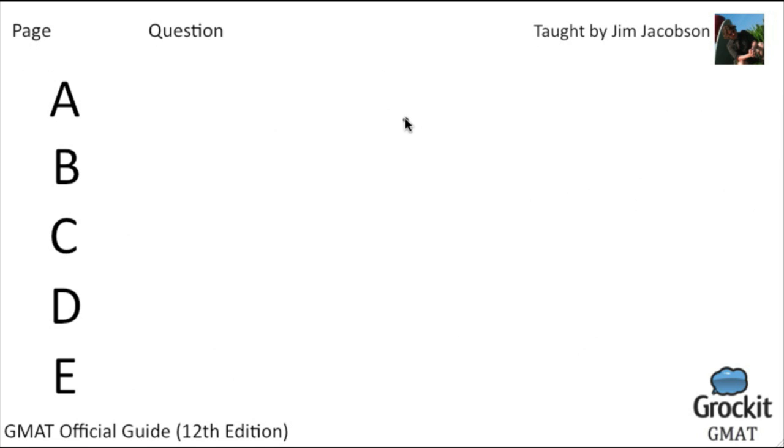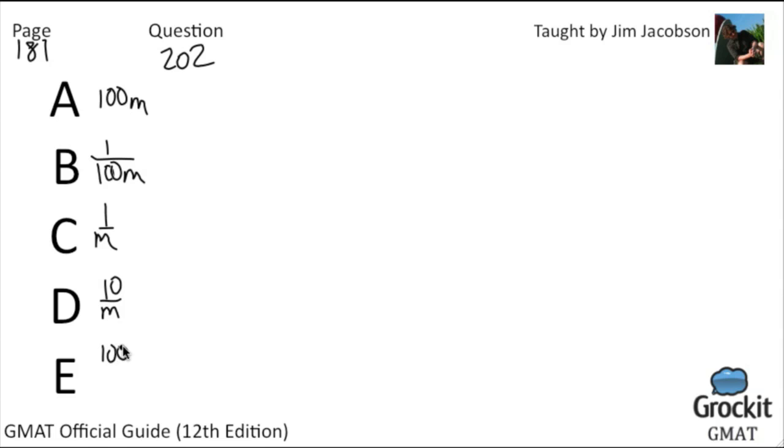All right, number 202. We have 100m, 1 over 100m, 1 over m, 10 over m, and 10,000 over m.